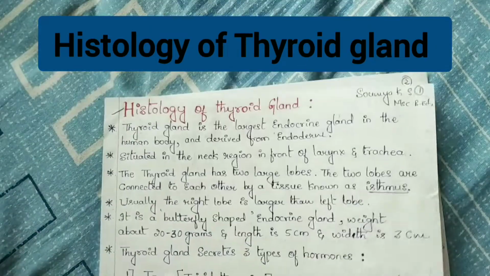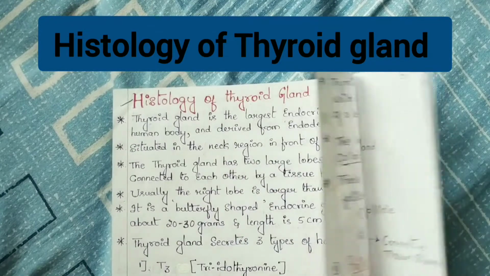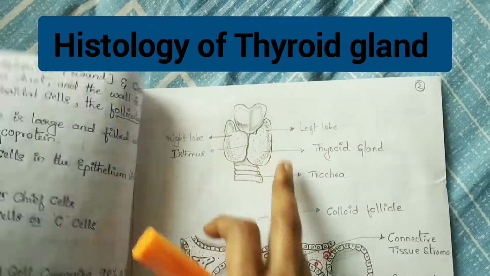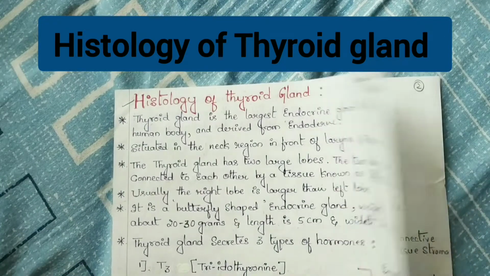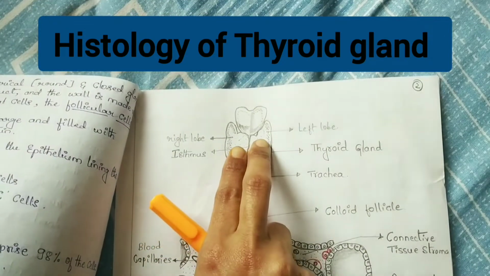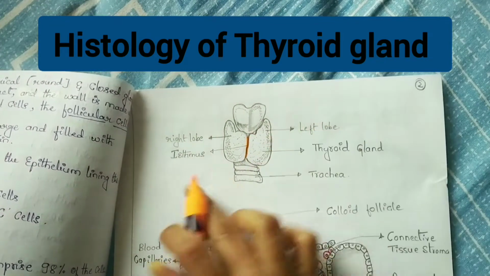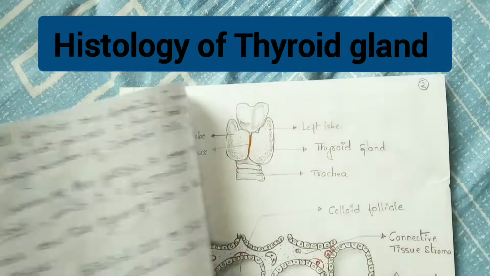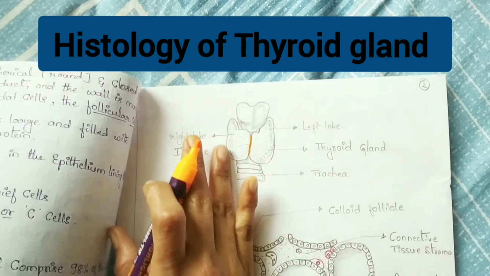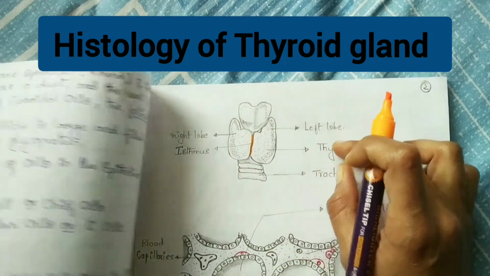The thyroid gland has two large lobes. You can look at the diagram, it has two large lobes, and the two lobes are connected to each other by a tissue known as the isthmus. Usually the right lobe will be larger than the left lobe.